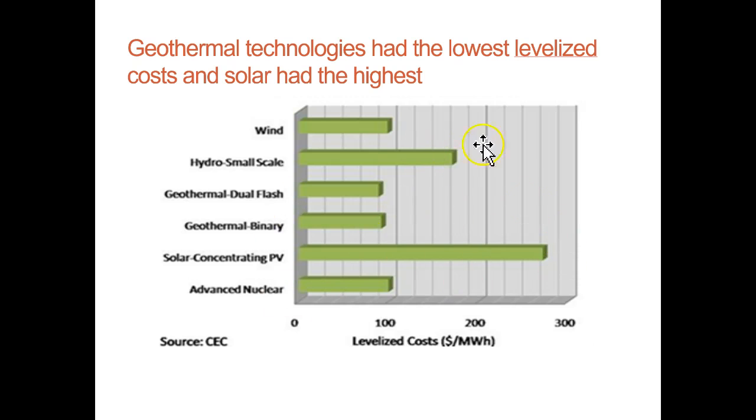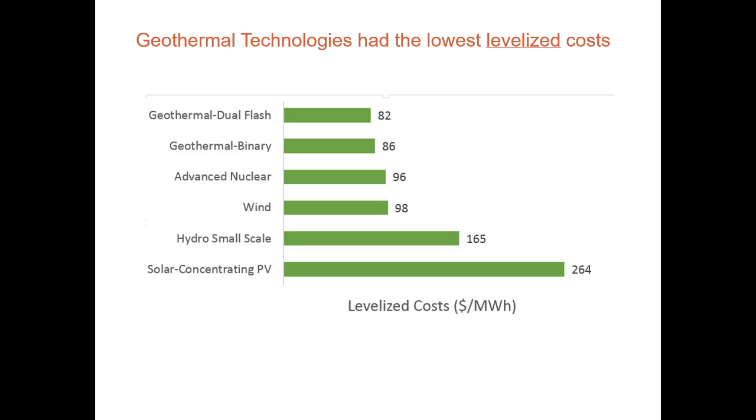Get rid of the background. Get rid of the lines here. And also go ahead and sort this. This really helps tell the story. So now we can really clearly see that this has the lowest cost and this has the highest cost.